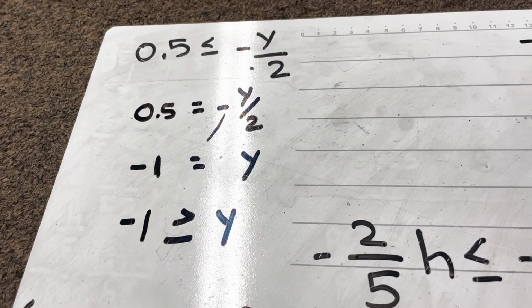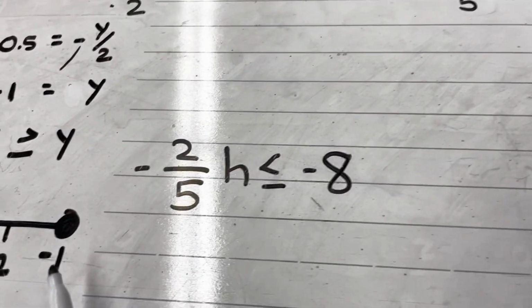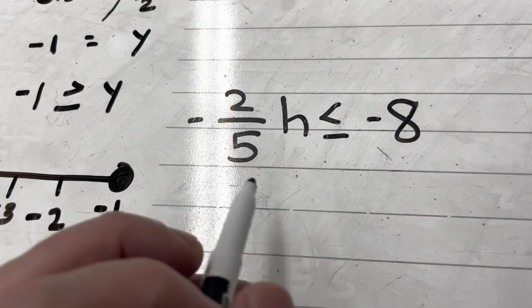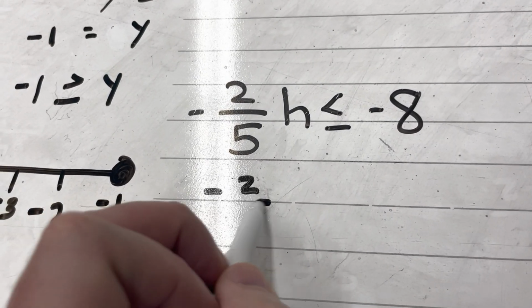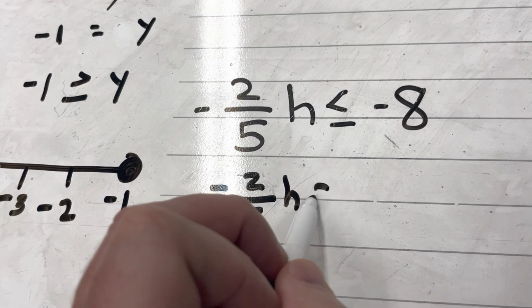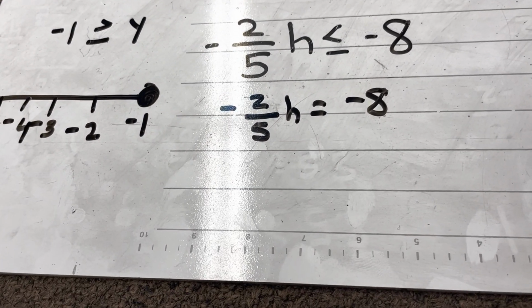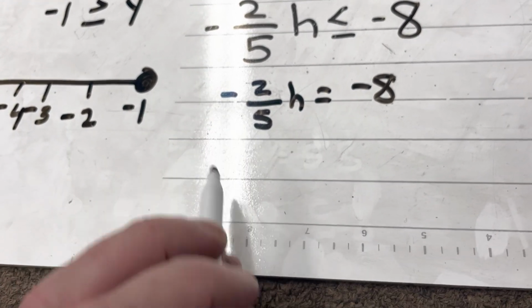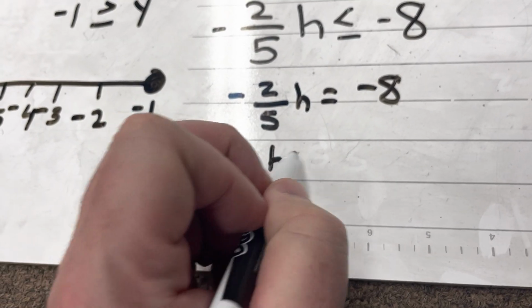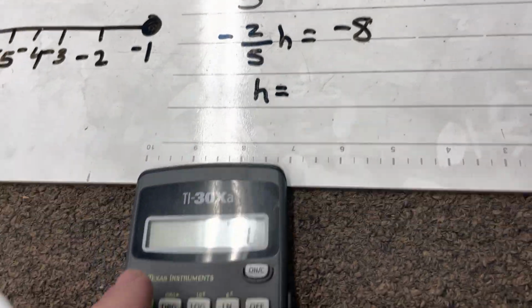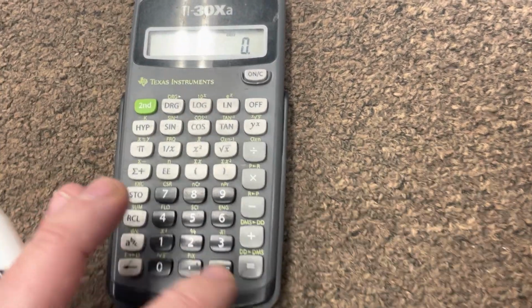let's go ahead and check out some more. Let's go with this one. Negative 2/5 h is less than or equal to negative 8. So first of all, I'm going to go negative 2/5 h is equal to negative 8. Now, I'm going to have to divide everything by negative 2/5 to isolate h. So I'm going to come over here.